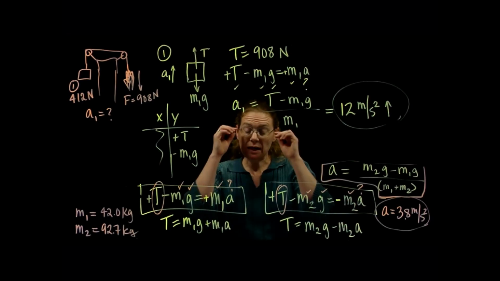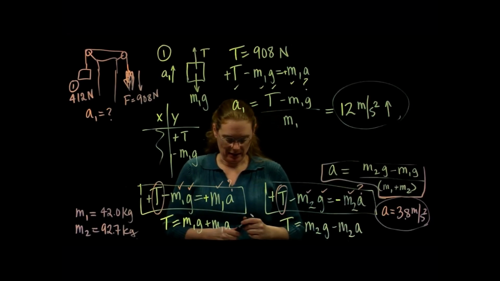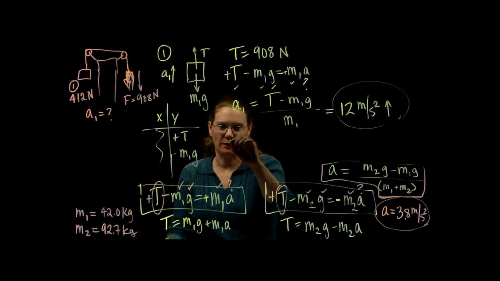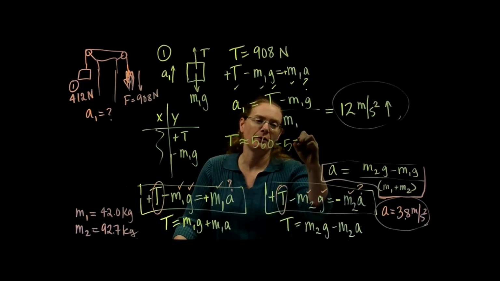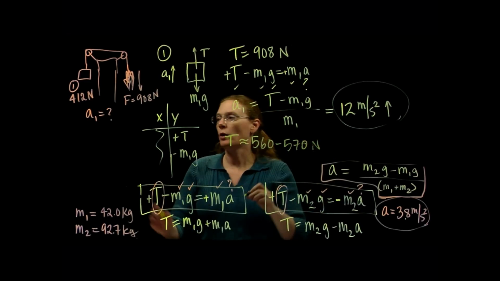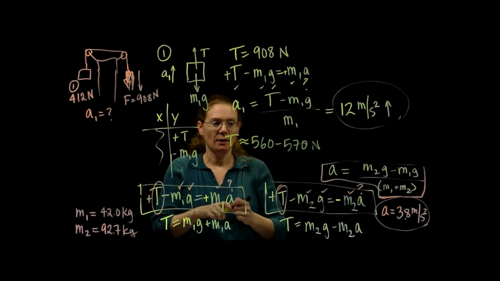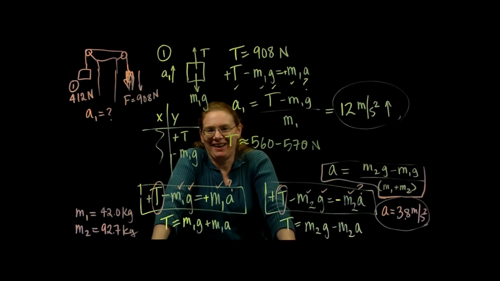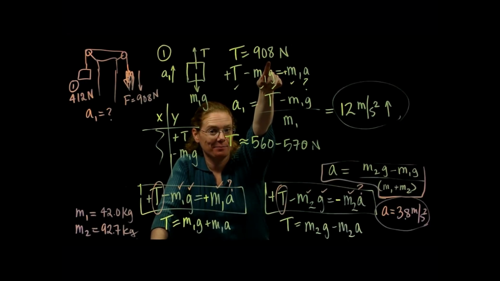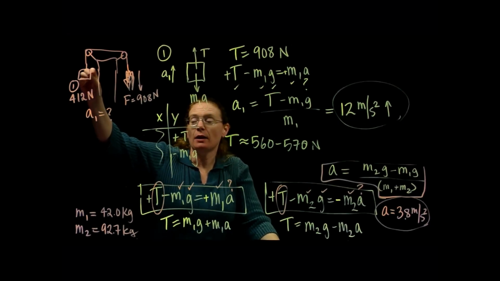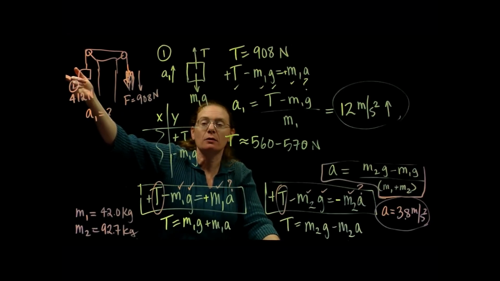We have 2 equations for tension. Let's see if they come out the same. And if you do that math, they're not exactly the same, but they're both around 560, 570. So the tension ended up being about 560 or 570 newtons for the first one, where we had a block hanging here. That's a lot less, isn't it, than the tension being 908. So there's more tension on the rope. There's a stronger force pulling up on this thing, which means it's going to go faster.